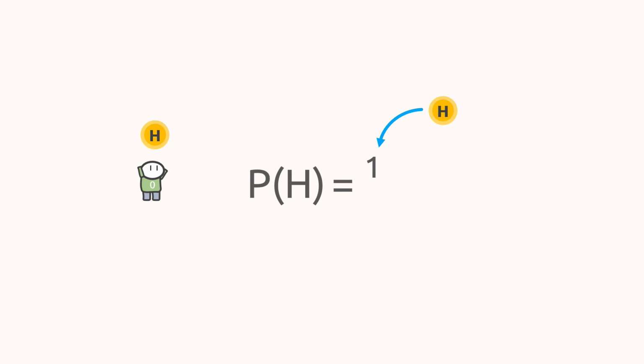So now, we are flipping a fair coin and let H be the event of getting a head. To find the probability of getting a head, P of H, we simply take the number of times H can occur and divide it by the total number of different simple events. So the answer is 1 over 2.